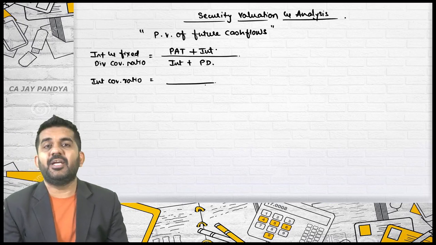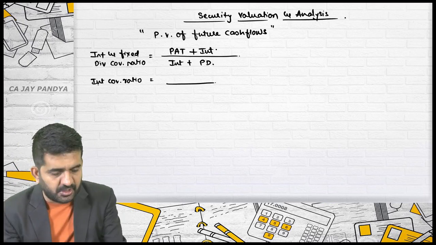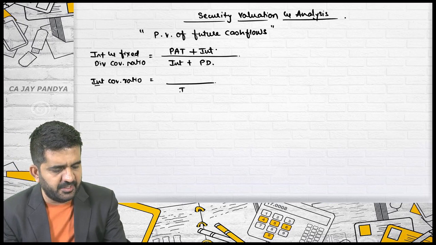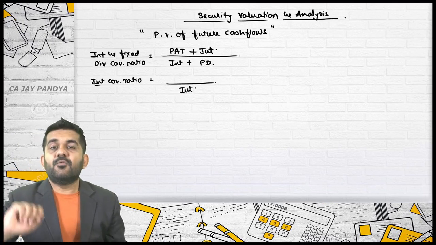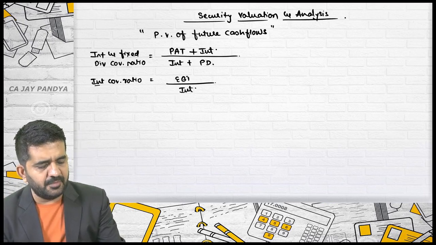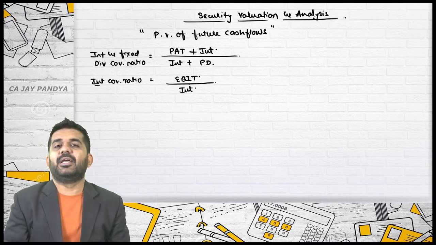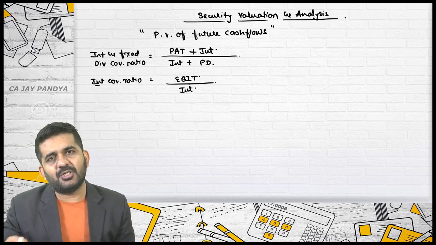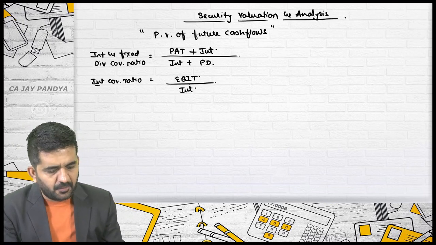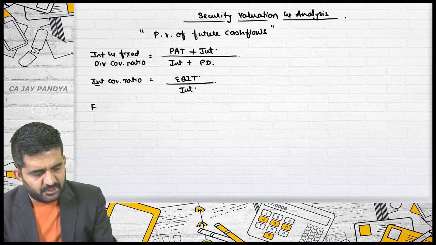Interest coverage ratio. What will be in denominator? Whenever it is a coverage ratio, the name of the ratio will come in denominator. Interest. From where is interest paid from? EBIT. So it will be EBIT divided by interest. Higher the coverage ratio, better it is for the company. Fixed asset turnover ratio.